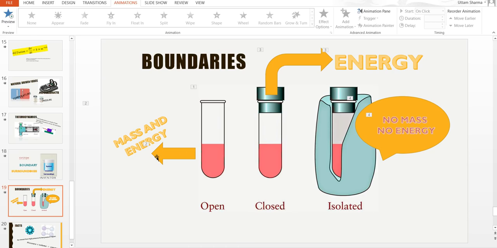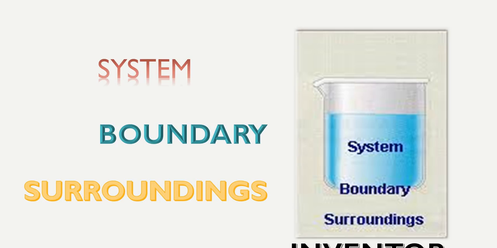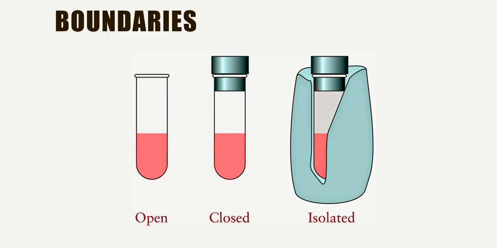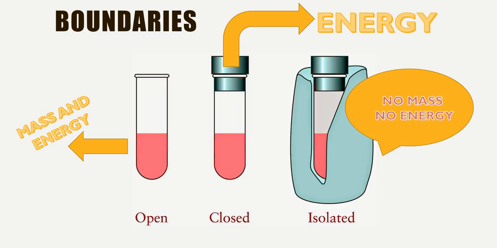Now moving to the presentation again, I have already told you what the system, the boundary and the surroundings are. Now we'll discuss some of the boundary features. Boundaries are of three types: the open, the closed, and the isolated boundary. The open boundary allows mass and energy interactions. The closed boundary allows only the energy interaction, and the isolated boundary allows no mass and no energy interactions.